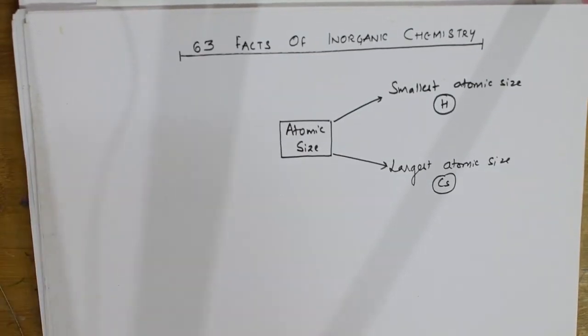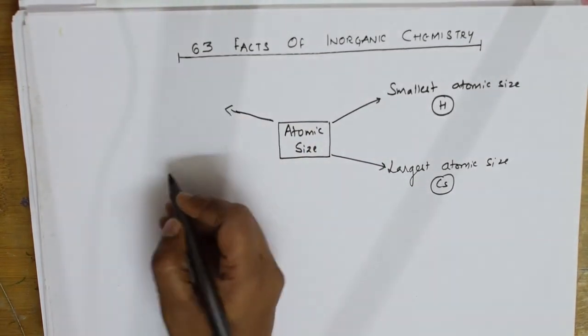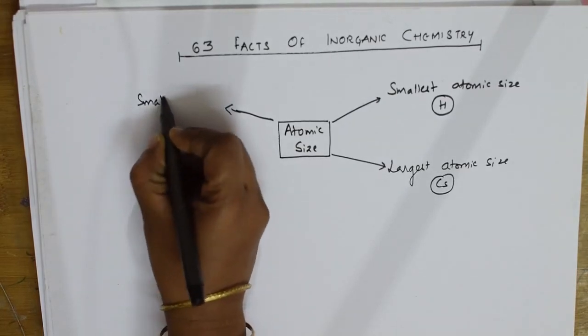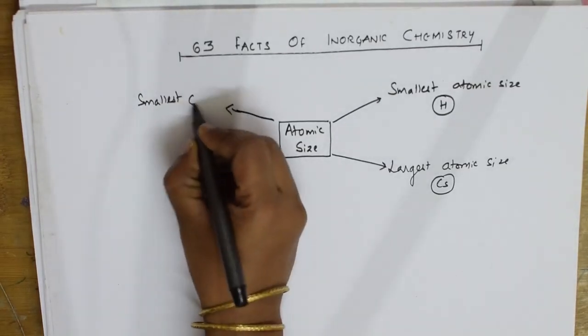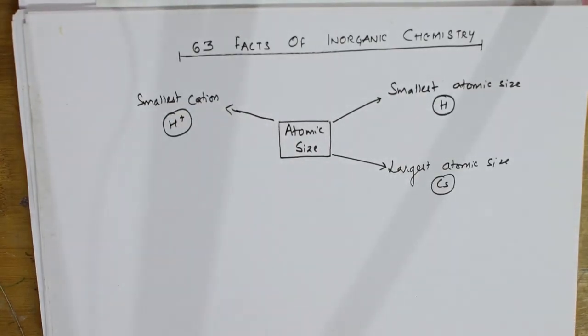Next, after this, again the concept of smallest. If I have to take the next one, that is the smallest cation, right? I am writing the same thing here. So if I have to know what is the smallest cation in inorganic chemistry, smallest cation is H plus. Done, students? Now I have to write the largest anion.